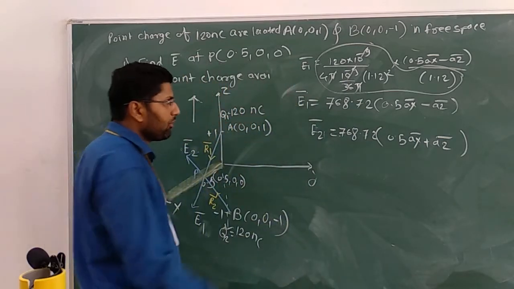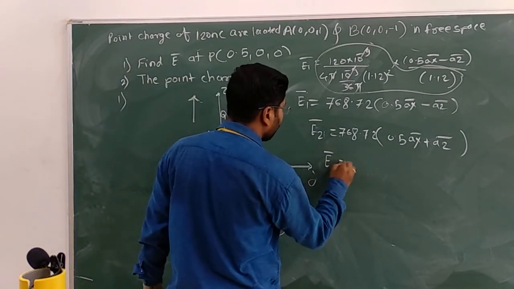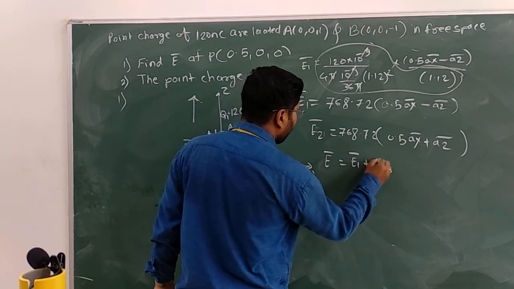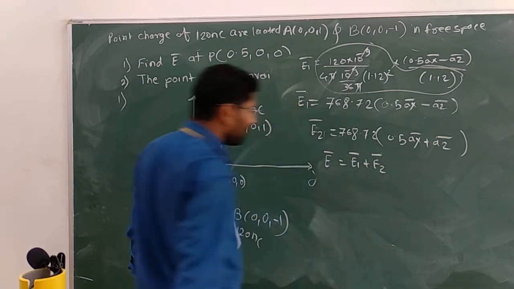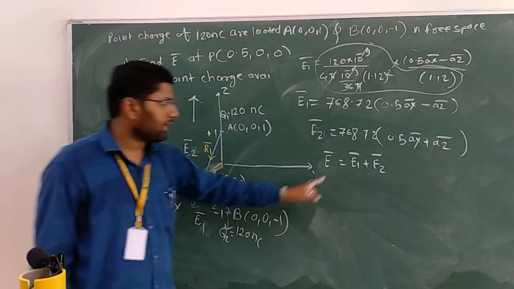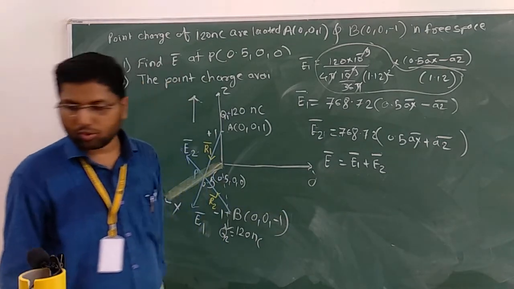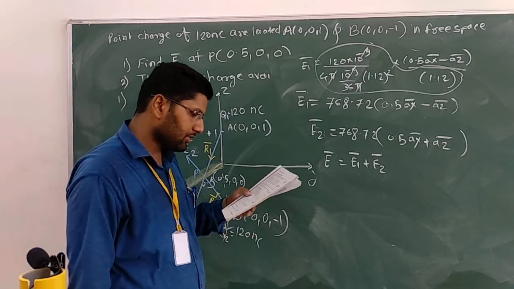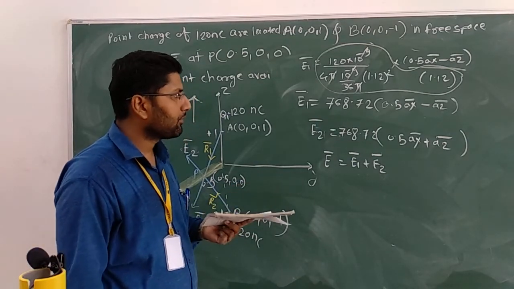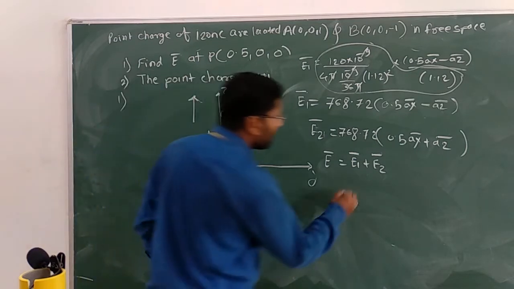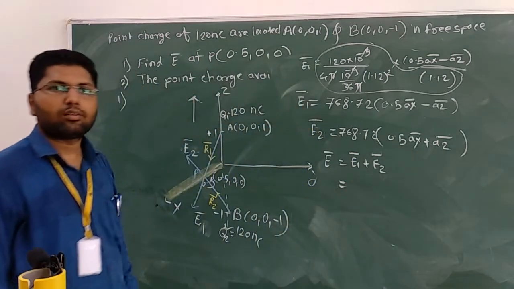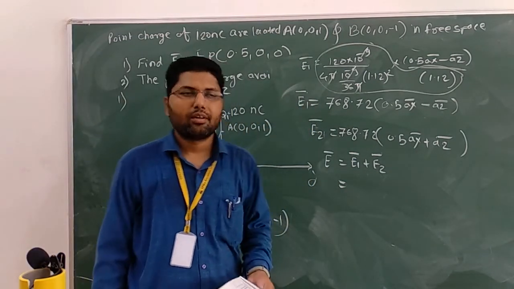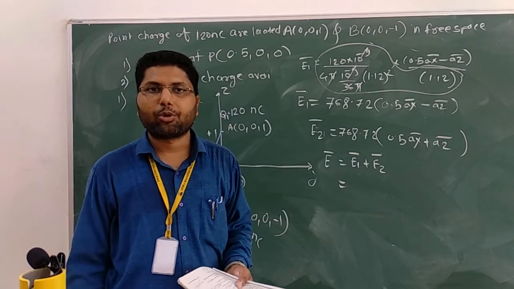And finally what you have to do? E bar is equal to E1 bar plus E2 bar. This you have to do. So that is the way you can calculate the E bar. Calculate E bar and then give the final answer if you can. I am giving 30 seconds to calculate this E bar. I hope you are doing it.